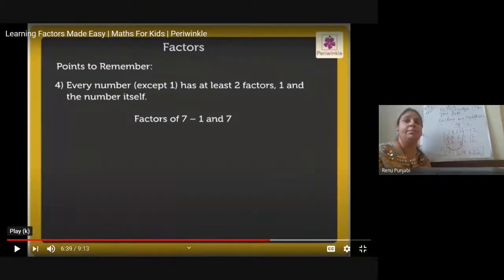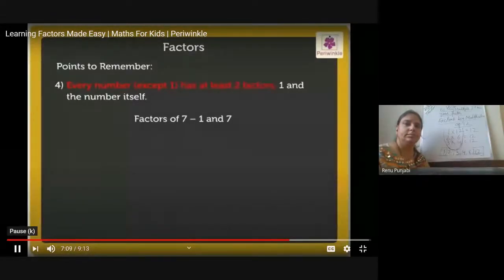So 7 is a prime number. All the prime numbers will have two factors: first is 1 and the number itself. A pair of numbers, when multiplied together, gives the product 7. That is, the number 7 has two factors, 1 and 7. Hence, we can say that every number except 1 has at least two factors, 1 and the number itself.